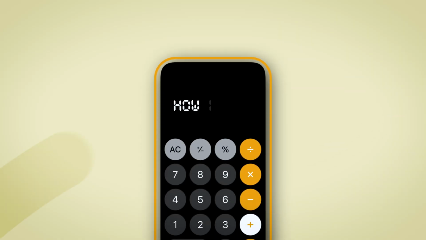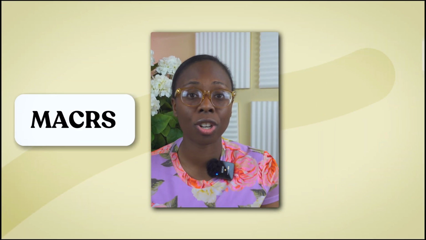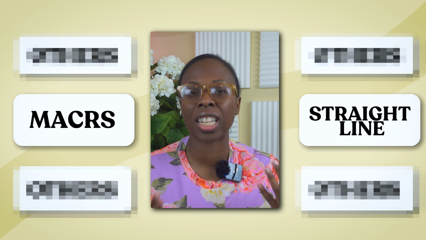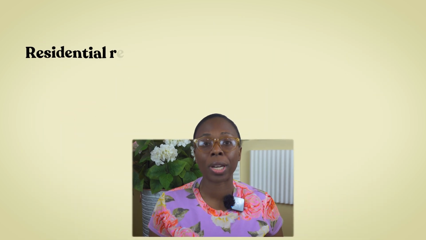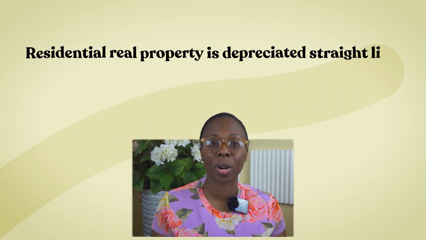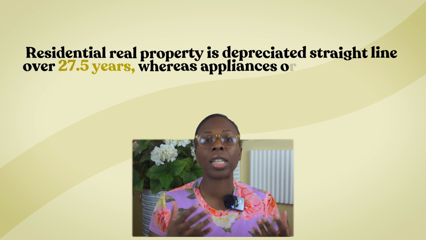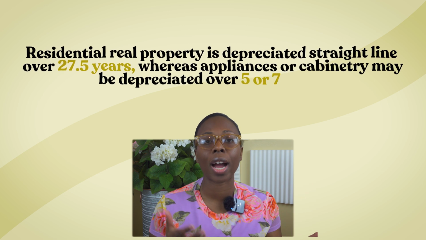Now, second question is, how is it calculated? When it comes to taxes, there's traditionally two ways that it's treated. The first way is MACRS, and the second way is straight line. There are some other methods, but for our conversation, it's not necessarily important to speak about those. So MACRS is an IRS prescribed method of accounting for depreciation for various classes of assets. How do we determine the life? The IRS also gives you guidelines on how long assets are good for. For example, residential real property is depreciated straight line over 27 and a half years, whereas appliances or cabinetry may be depreciated over 5 or 7 years.